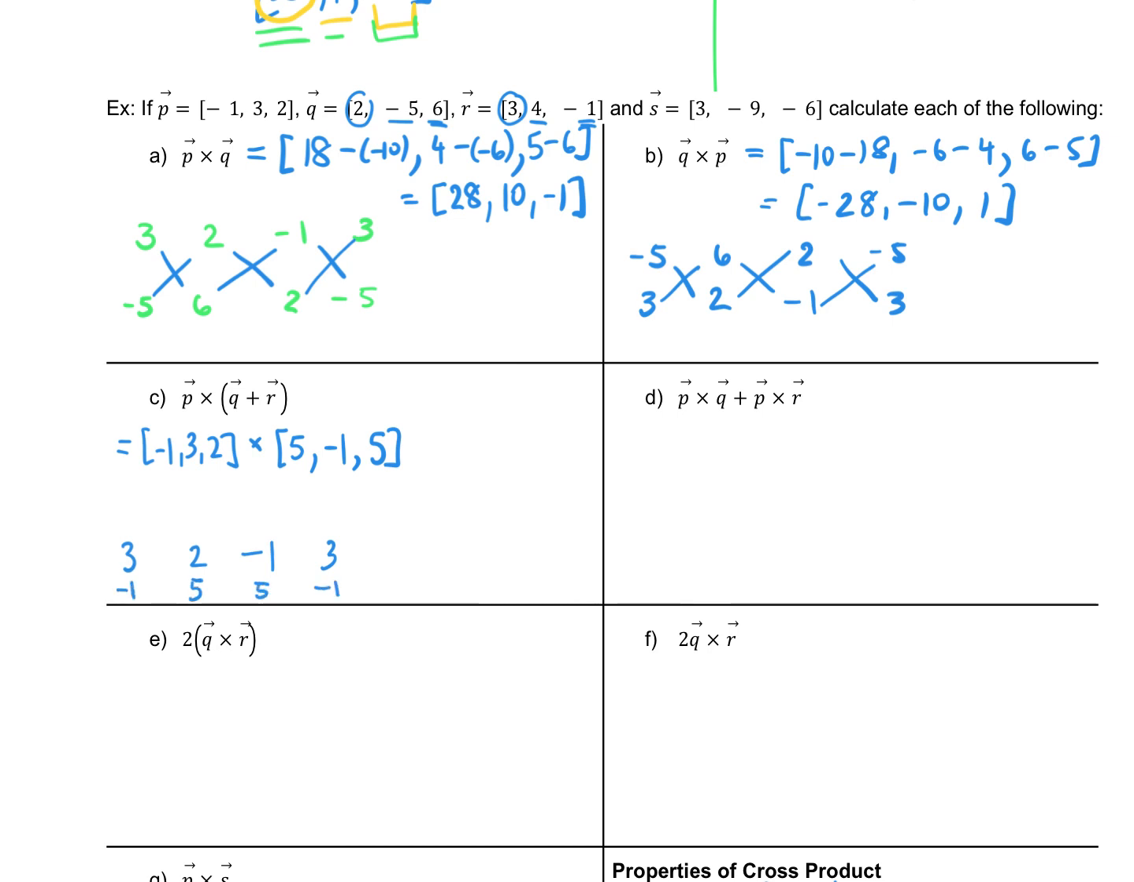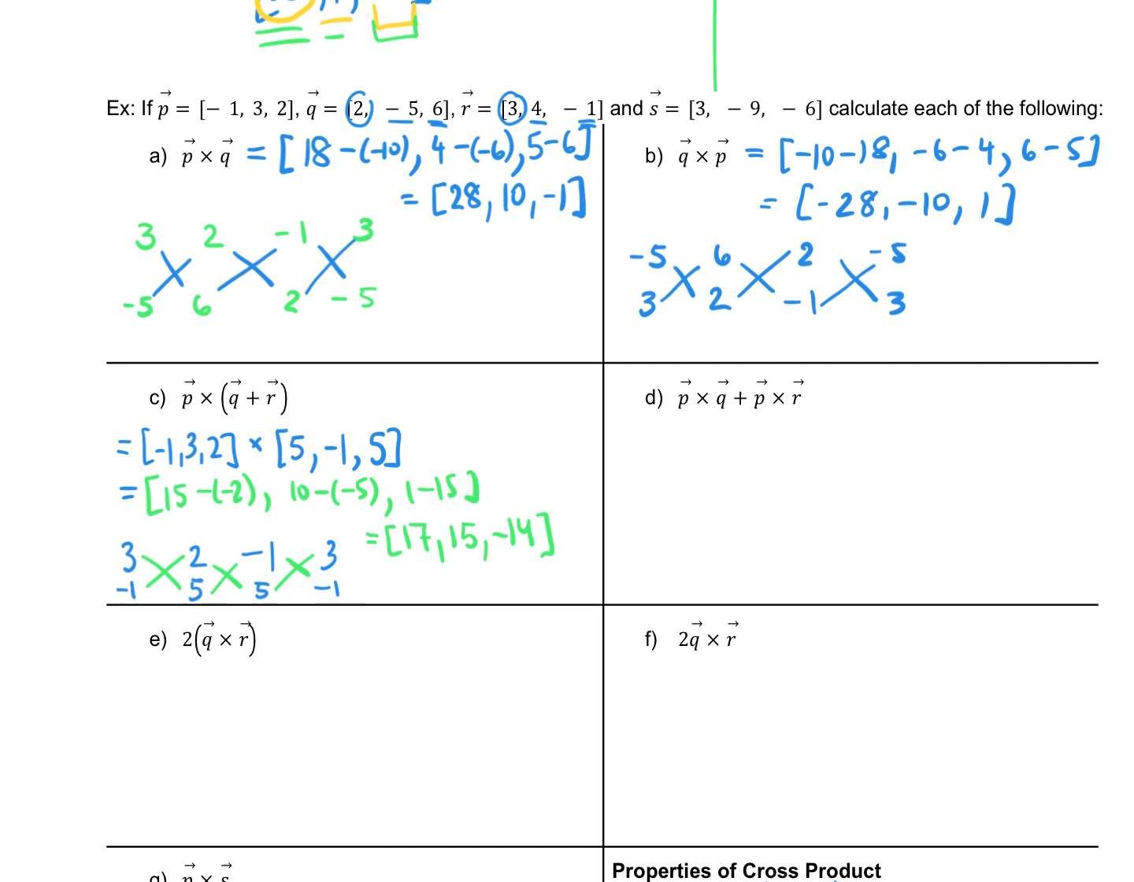All right, so we have 15 minus -2. 10 minus -5. 1 minus 15. And clean that up. So that's going to be 17, 15, and -14.